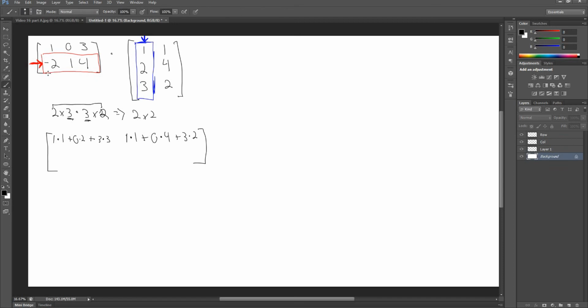So now I'm going to do the same thing I was doing before, but with row 2. So this will be -2 times 1 plus 1 times 2 plus 4 times 3. So I'm working from the leftmost and the topmost to the rightmost and the bottommost. Each entry is matching up. If I were to rotate this row into a column, or even this column into a row, I would be able to line them up.